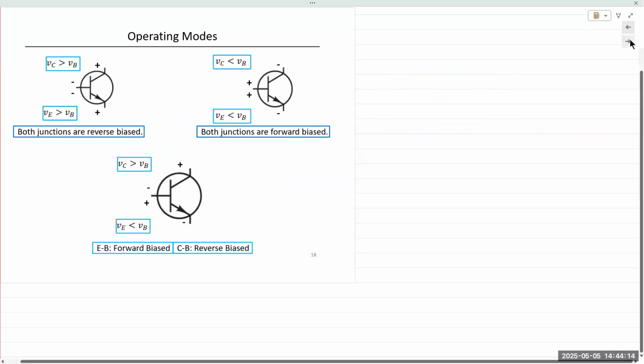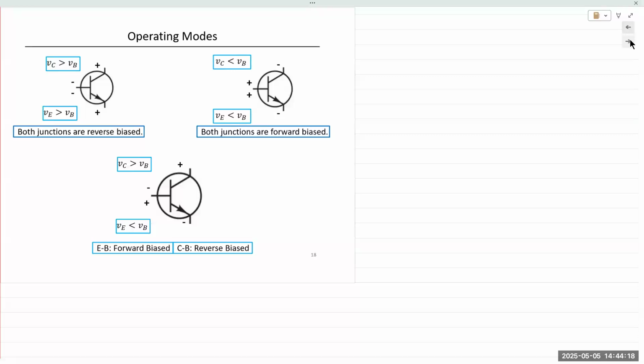So we can determine the mode of operation by looking at the two junctions, seeing which one is forward bias, which one is reverse bias, and of course, vice versa. If you know whether the junctions are forward bias or reverse bias, then you know which mode of operation the transistor is in. If both junctions are reverse bias, the transistor is cut off.